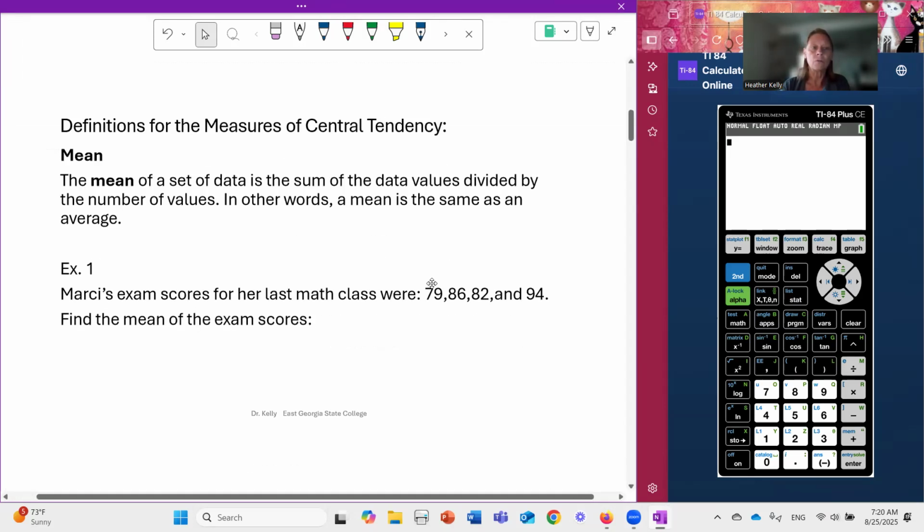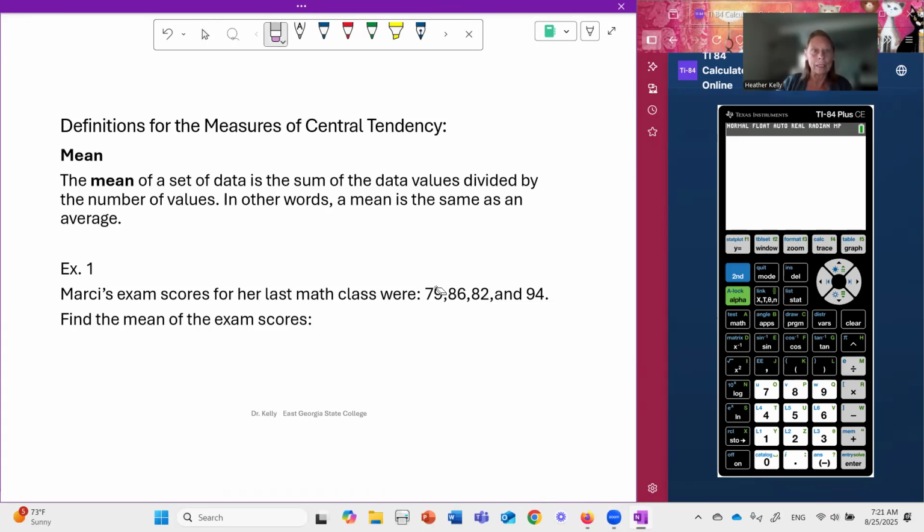Okay, let's start off with some definitions. The first definition being mean. I know everyone knows what a mean is. It's another word for an average. The mean of a set of values is the sum of all the data values divided by the number of data values in the set. Okay, so in other words, the average. Let's look at our first little example down here.